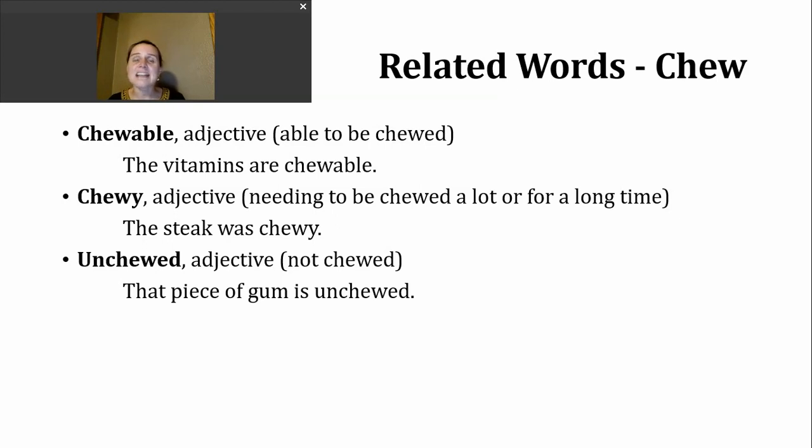And the last adjective I'll leave you with today is unchewed, and you might recognize that prefix un meaning not. So, not surprising that this adjective means something is not chewed. Here's an example of a sentence. That piece of gum is unchewed.